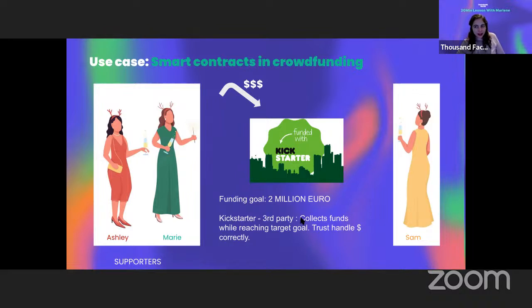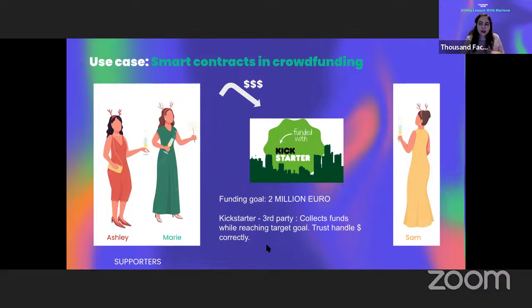She will set a target of how much she wants to raise. Let's say she wants to raise 2 million. Her friends, Ashley and Mary, believe in her project. These are her supporters, and they will put in funds, and the funds get transferred to Kickstarter. In the meantime, Sam will contact investors and look for more funds and investors to believe in her project and invest. The target is to reach the goal that she set.